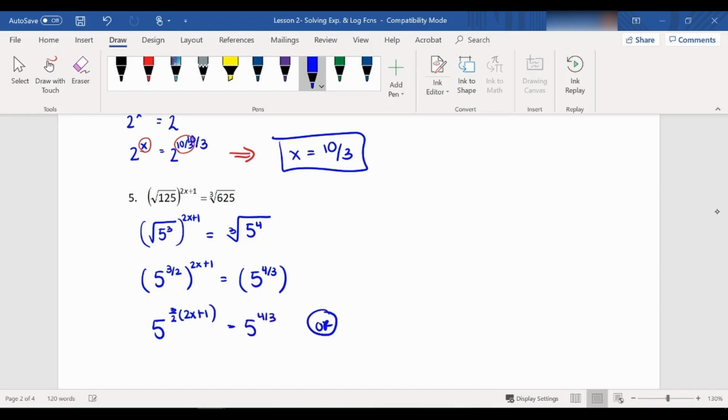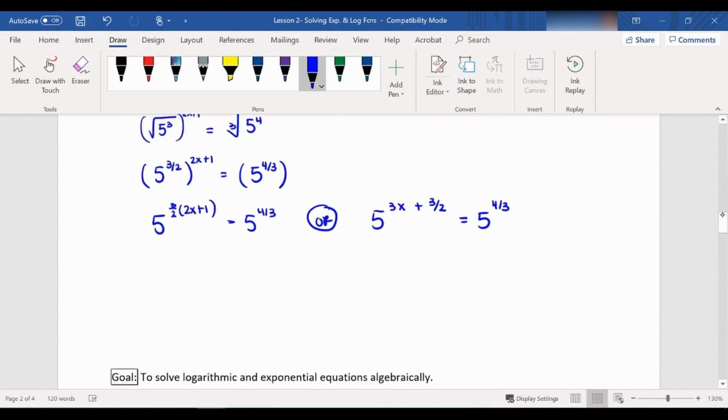So if you want to go straight to expanding it, you would have 5, 3/2 times 2x, 1.5 times 2, which gives us 3x plus 3/2 equals 5 to the 4/3. So once we have that, our exponents must be equal. If you were doing the left version where you didn't expand it yet, you would have 3/2 times 2x plus 1 equals 4/3. I'll rewrite that. If you were doing the right version, you'd already be at 3x plus 3/2 equals 4/3. And then we need to solve for x.